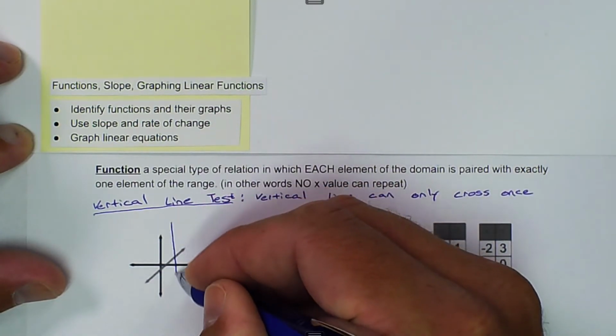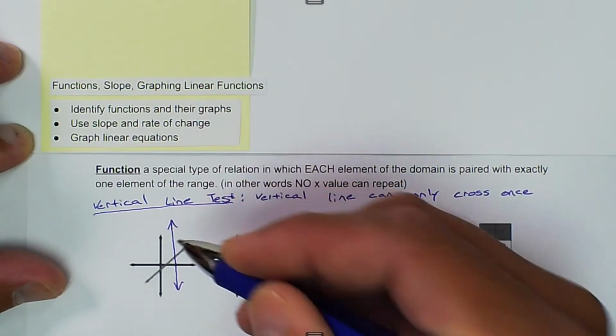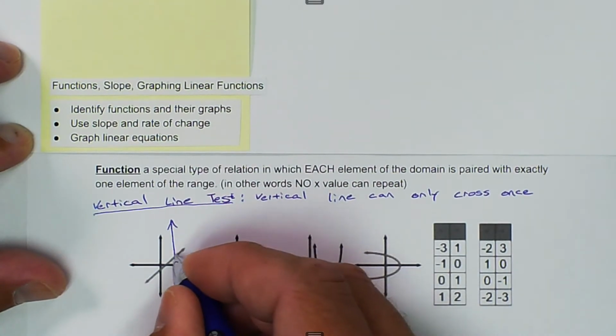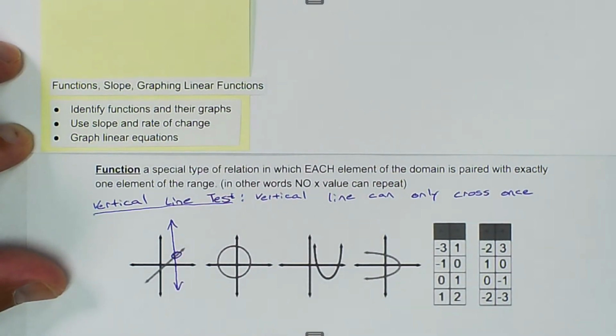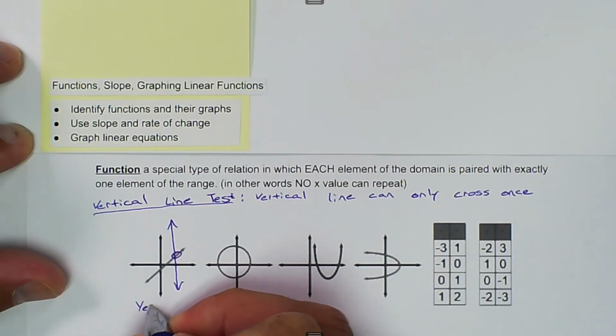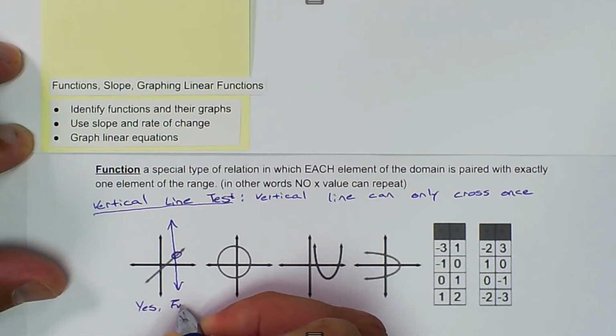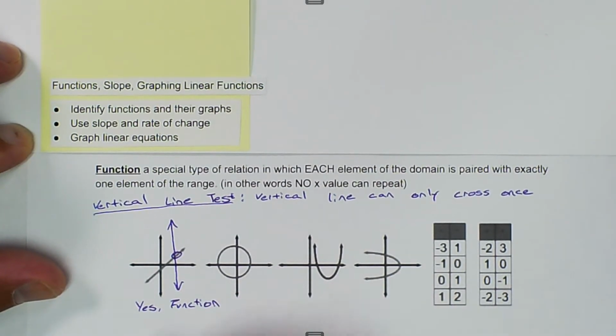So I draw my vertical line. How many times does it cross the graph? It just crosses one time. So yes, this is a function. And yes, this is a relation as well.